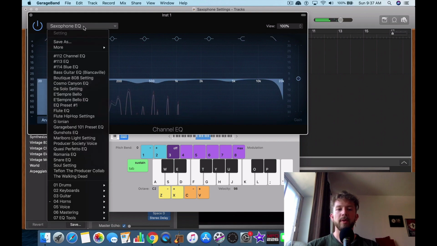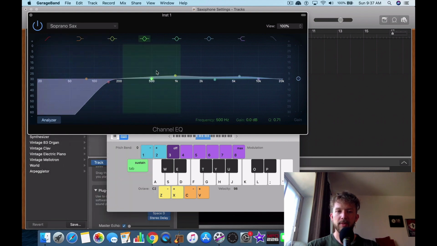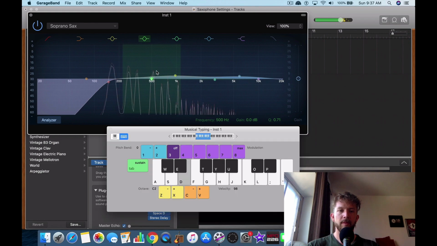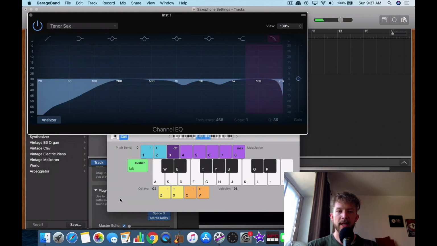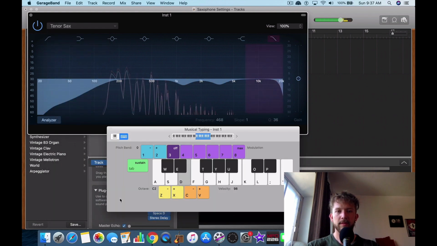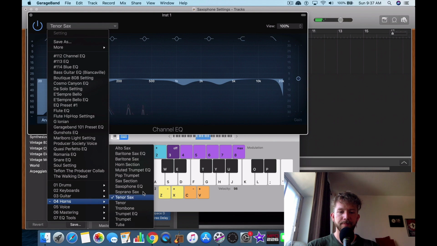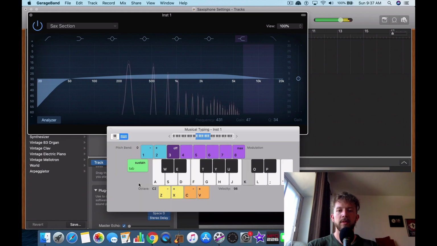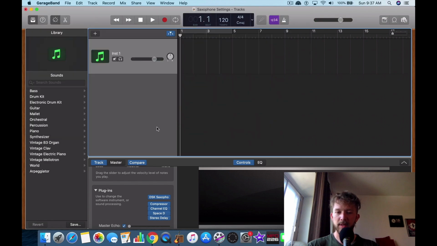So that's what I use, but also there's a ton of different saxophone presets. Like you got the soprano sax right here. And then you have a tenor sax. And then there's another one, I believe, too. Sax section. So, it's up to you which one you want to use. And also there's different presets for different saxophones, obviously, as you can see now.